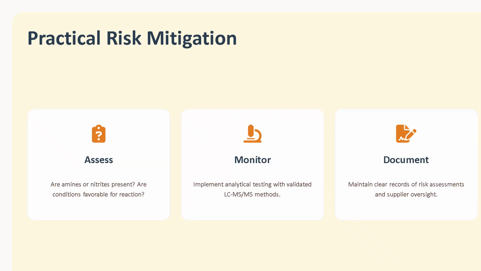So how do you practically manage this risk? Start by asking simple but powerful questions. Are amines or nitrites present? Are the conditions suitable for reaction? Then move to monitoring. Implement validated analytical methods like LC-MS/MS to detect even trace levels. And finally, document everything: risk assessments, supplier data, and control strategies. Because in regulated environments, if it's not documented, it doesn't exist.